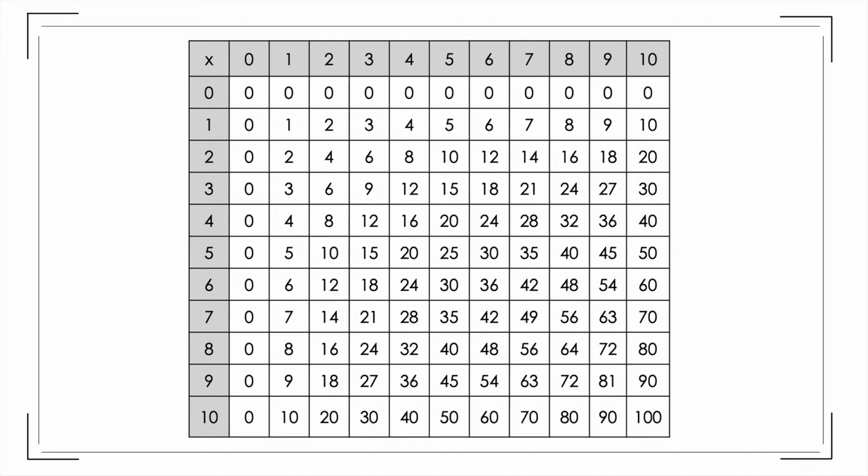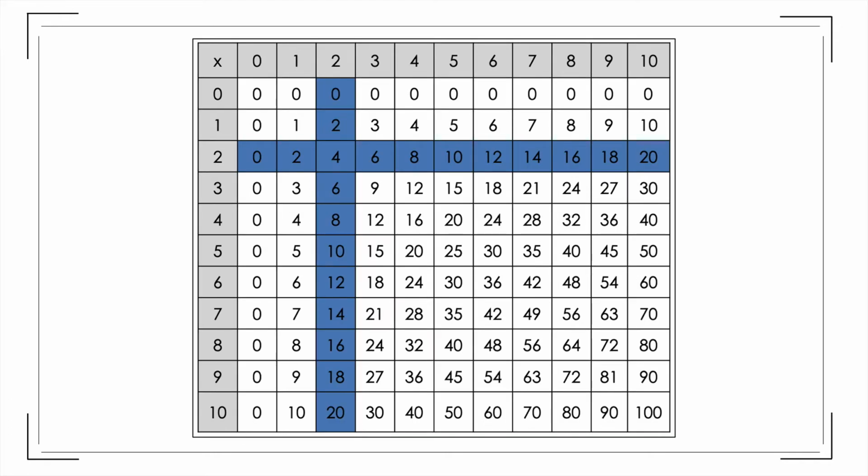So since most students already know the times 2 facts or the addition doubles, we start there. Now once your students master this set of facts, they're going to shade in the 2's row and the 2's column, and their multiplication chart will look like this.